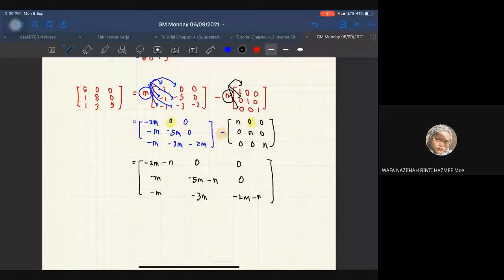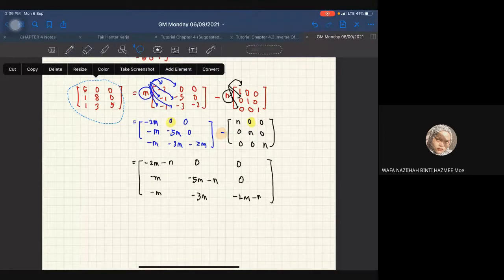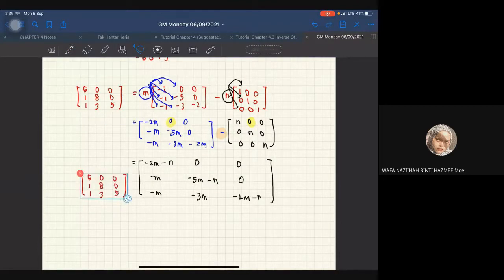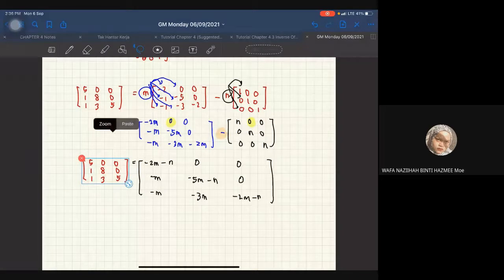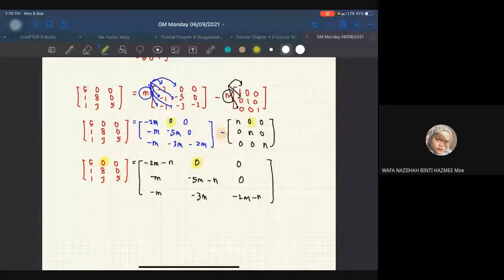Okay, macam ni. Alright, so sekarang kita akan compare kan matrix yang kita dah kira tadi dengan matrix A yang asal yang kita ada ni. Maksudnya, kita akan cari elemen yang ada unknown. Elemen yang ni tak perlulah sebab kosong dah memang sama dengan kosong. Dia tak membantu pun untuk kita cari m dan juga n. Okay, so awak akan samakan dia.